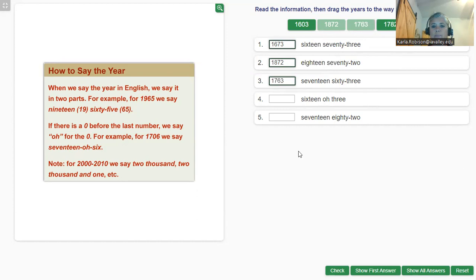1763. This one is 1603. Okay, so I know that I only have one 16, and I have a 0 starting my second set of numbers. So I'm going to say 1603. And the last one, 1782. So 17 and then 82. Okay.